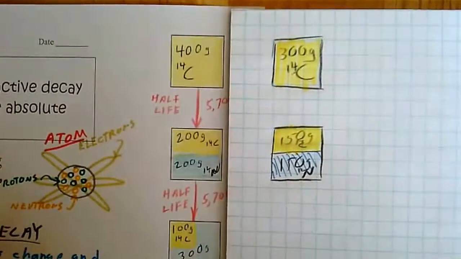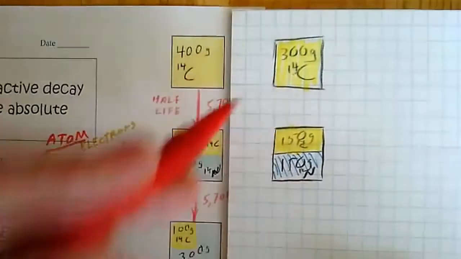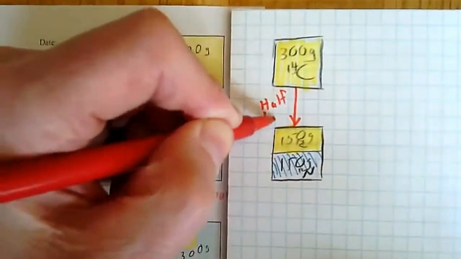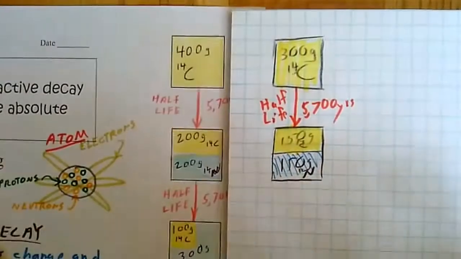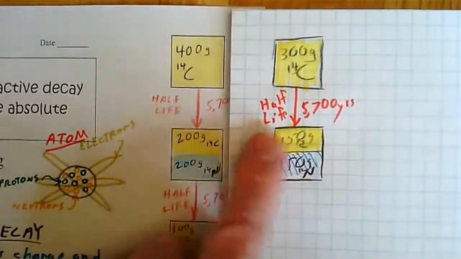But the key to this is that the half-life doesn't change. Just because instead of using 400 grams, we're using 300 grams, this amount of time, this half-life, is still 5,700 years. That does not change. So just because we cut the amount of material doesn't mean we change the half-life. The half-life is going to remain the same.